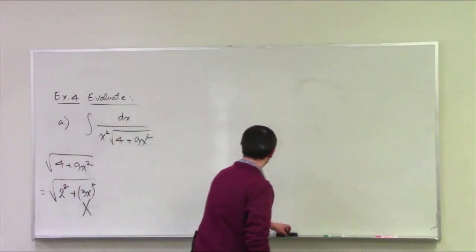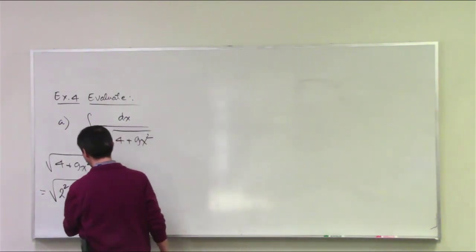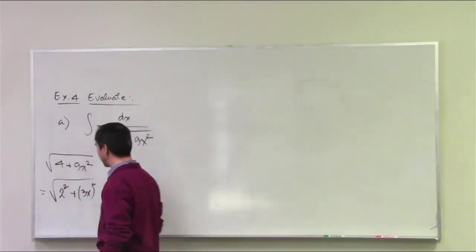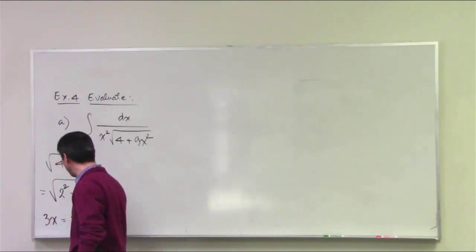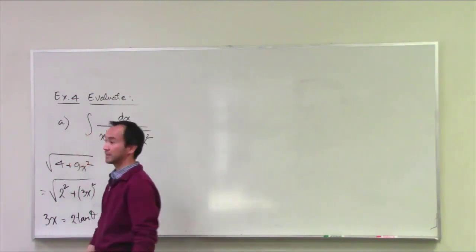So in that way, what's a good choice for substitution that we can do here? We can perfectly choose to let the whole 3x equal 2 tangent theta. Sounds good?